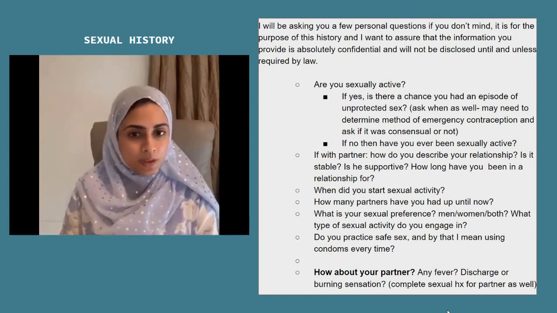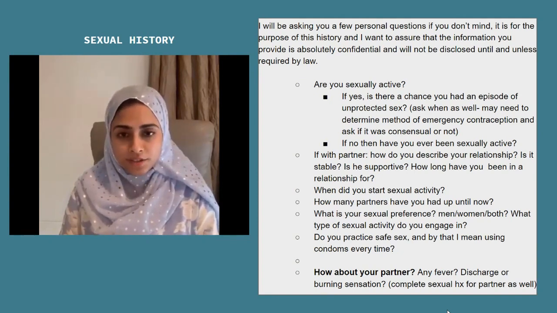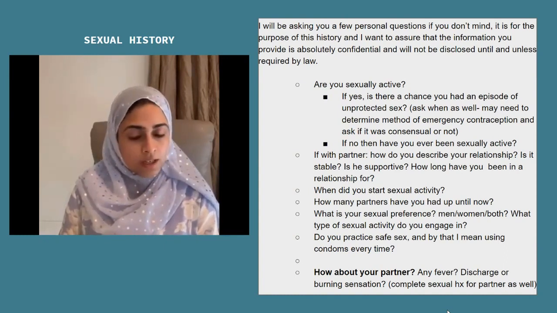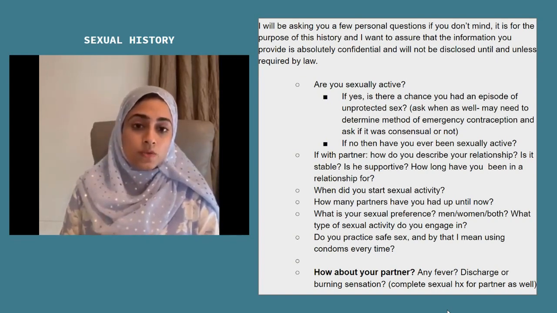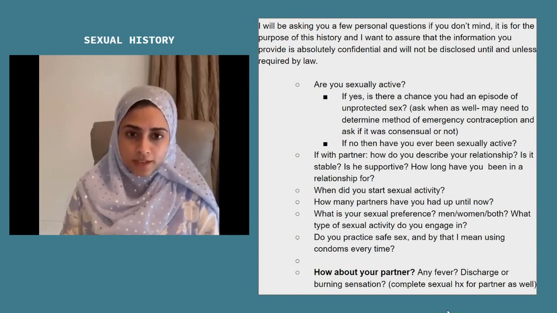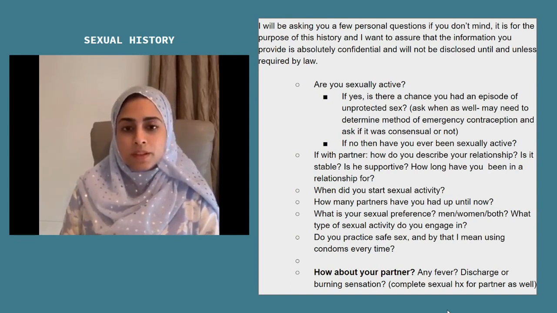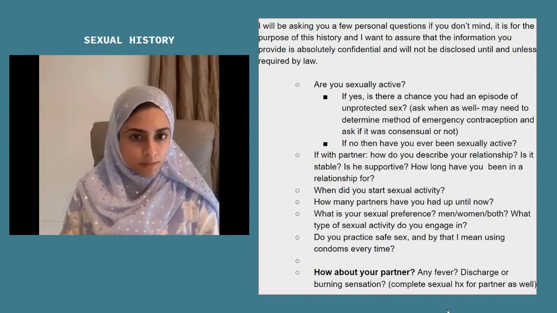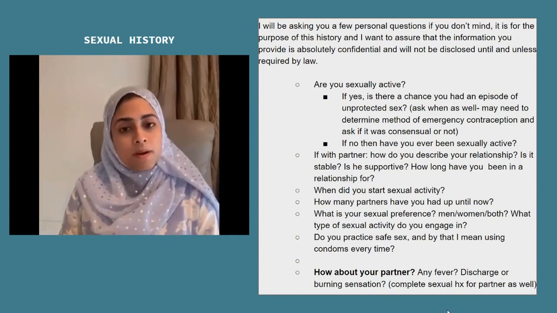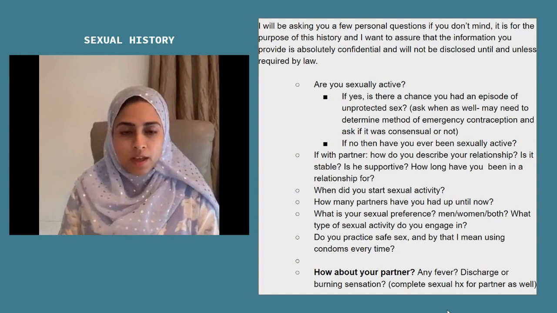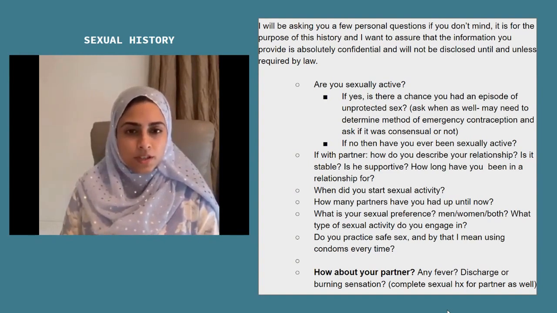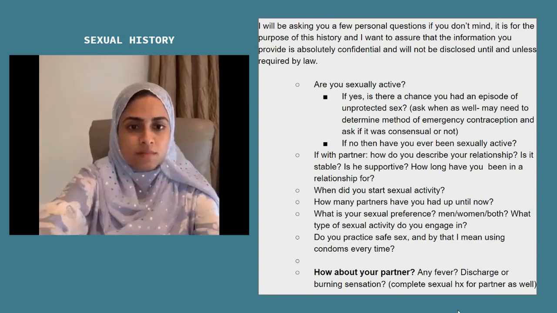And then ask them, whom do you live with? How long have you been in a relationship for? How many partners do you have? What type of sexual activity do you engage in? What about your partner? And ask them, when did you first start sexual activity? Ask them whether there was any abuse, how was their relationship with their partner, whether their partner is experiencing any discharge or any symptoms like burning urination. And that is essentially the questions that you would ask for the sexual history.